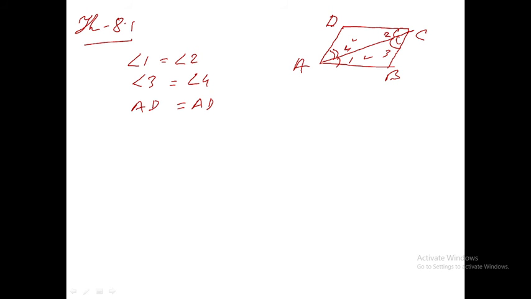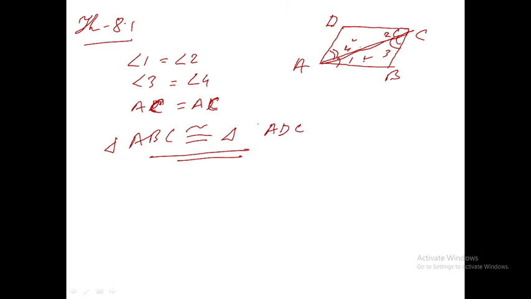Not AD, sorry, AC. Side AC is common. The diagonal AC is common to both the triangles. So the triangles are congruent. So you name the triangle: triangle ABC is congruent to triangle CDA. So a diagonal of a parallelogram divides it into two congruent triangles. This is theorem 8.1.